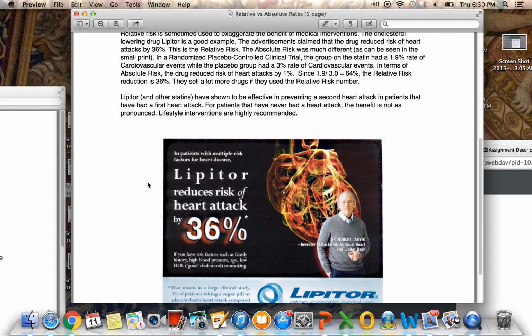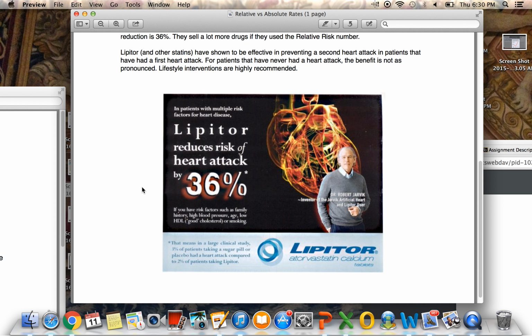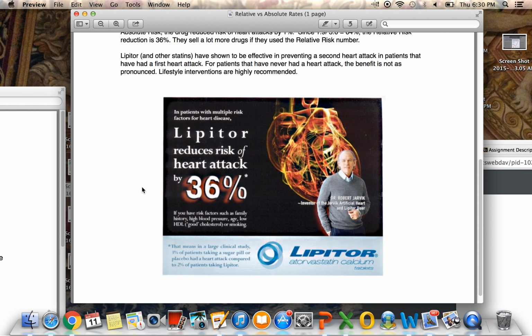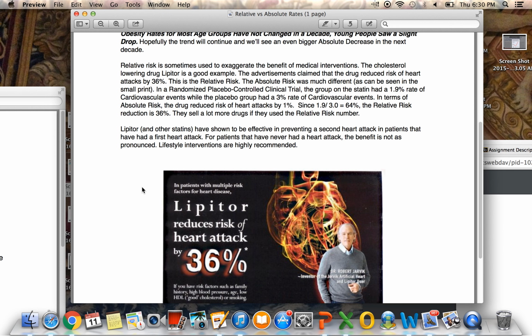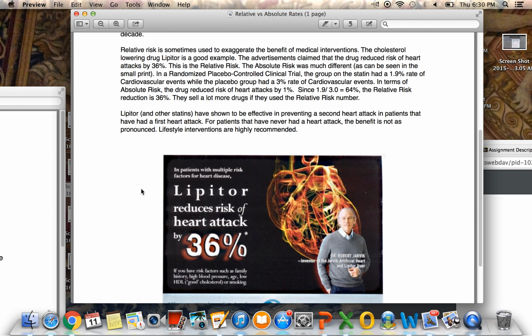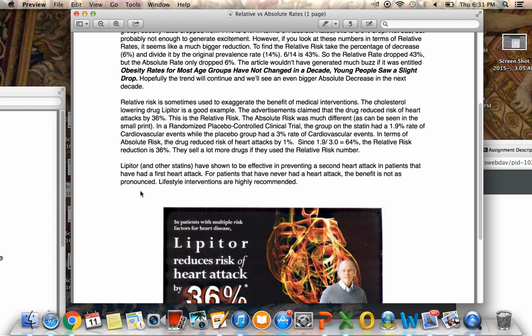And if you look to the small print down here, it says that in a large clinical study, 3% of patients taking a placebo had a heart attack compared to 2% of patients taking Lipitor. So really, that is a 1% reduction. But again, they are able to manipulate it. 2 divided by 3 is 64%, so that means the relative risk reduction is 36%. They sell a lot more drugs if they use the relative risk number. So just something to be aware of.